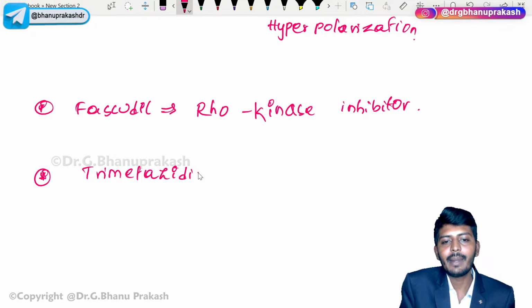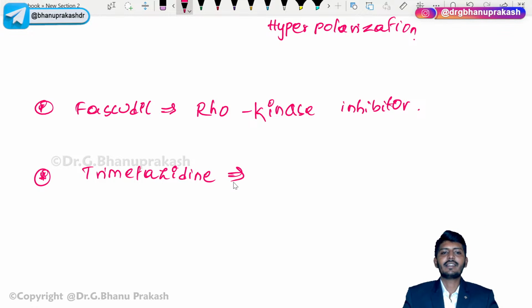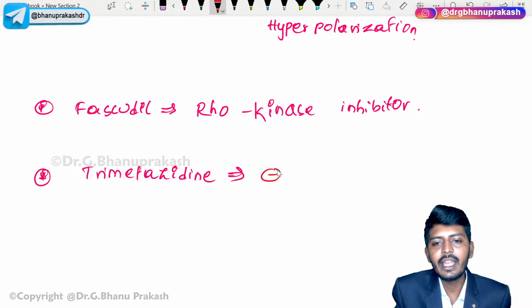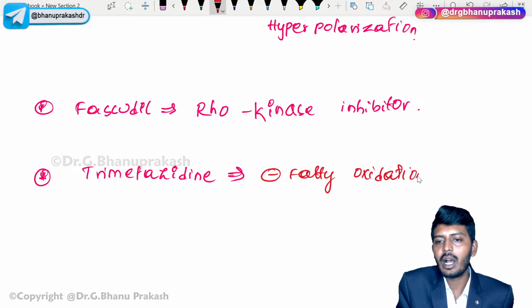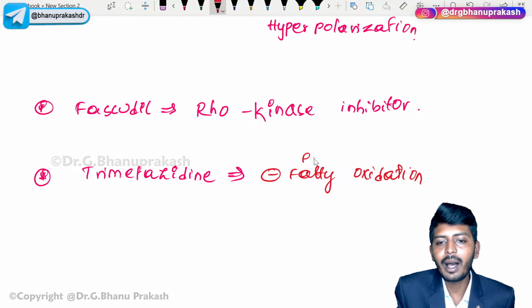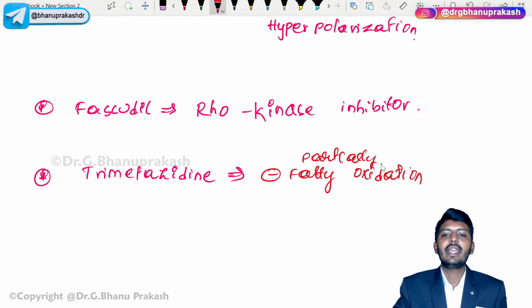So what is this trimetazidine? I want your attention to be paid here. Trimetazidine is the drug which will inhibit fatty oxidation in the heart. So usually in the heart, fatty oxidation occurs, but it will inhibit it partially, actually.